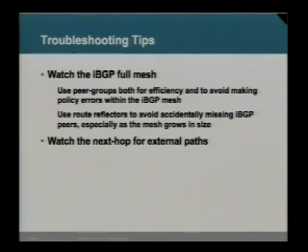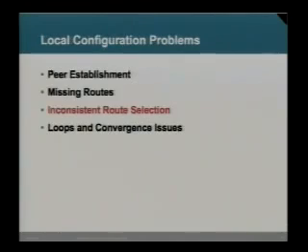Another one to watch, of course, is the next hop for external paths. You can use the next hop self concept if you have it. Otherwise, make sure you carry the external next hop around such that it's reachable. So what I want to cover now is the inconsistent route selection problem.